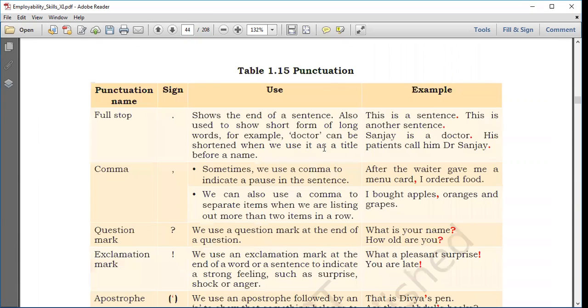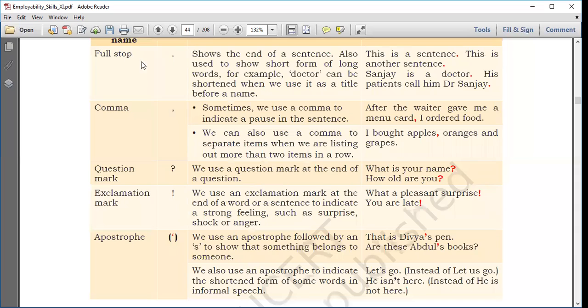So, what are the punctuation marks? We can see full stop. Full stop is used at the end of the sentence, right? It is also used with the short forms of long words, right? For example, doctor can be written as Dr, and after Dr we put a full stop.